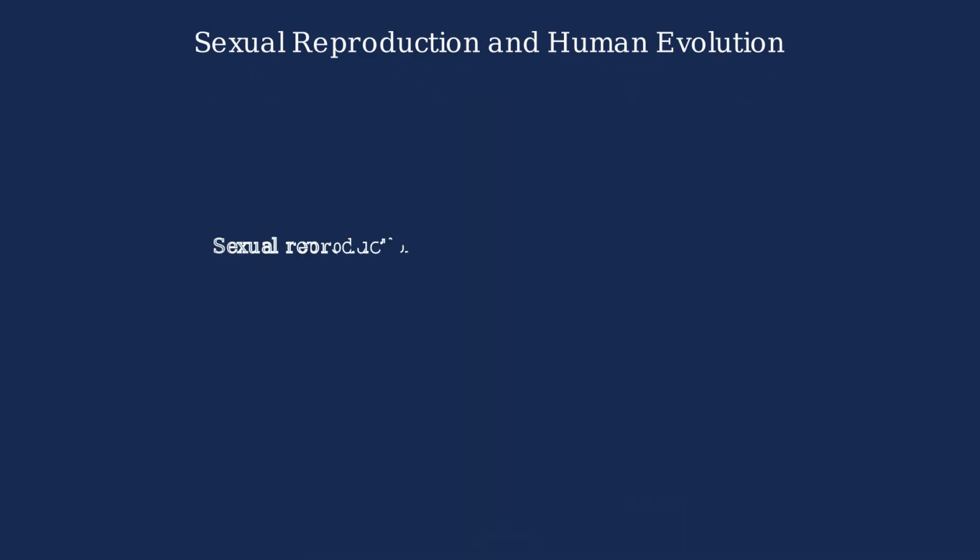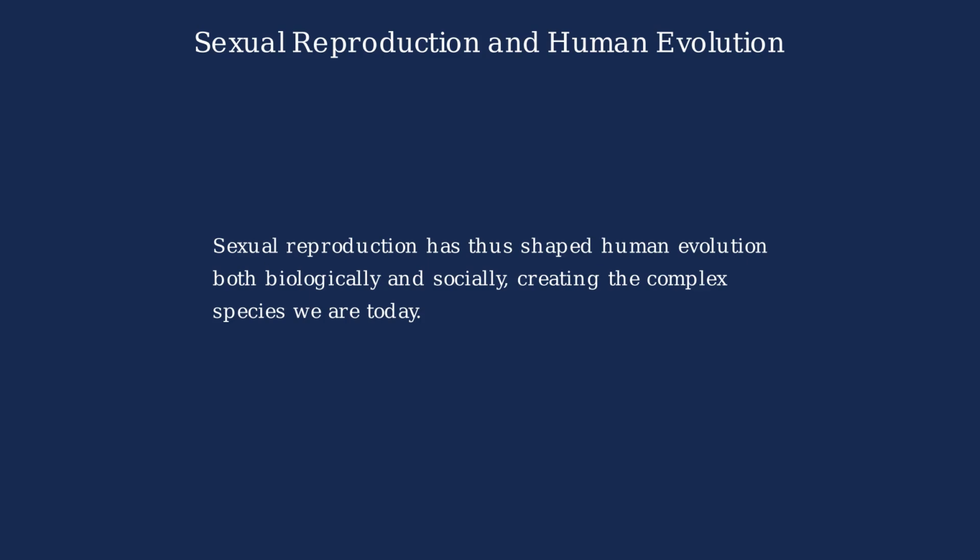Sexual reproduction has thus shaped human evolution both biologically and socially, creating the complex species we are today. This understanding of our reproductive history gives us insight into why humans have such unique social behaviors compared to other species.